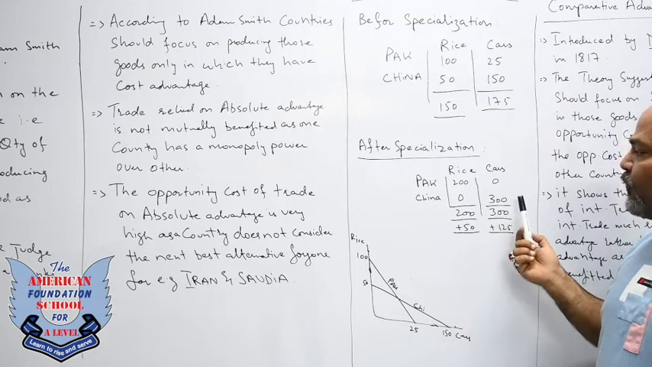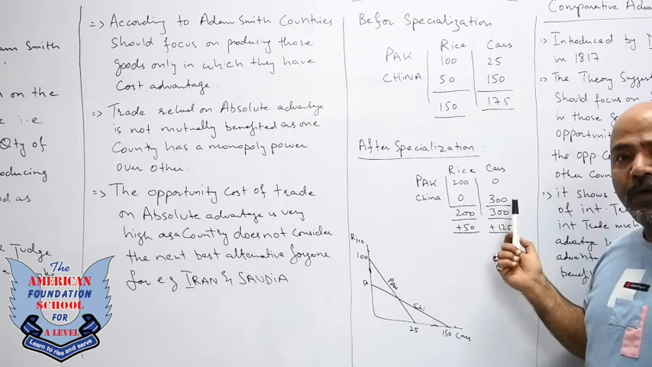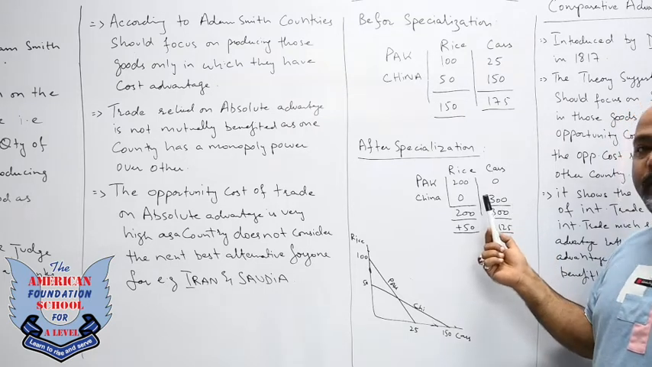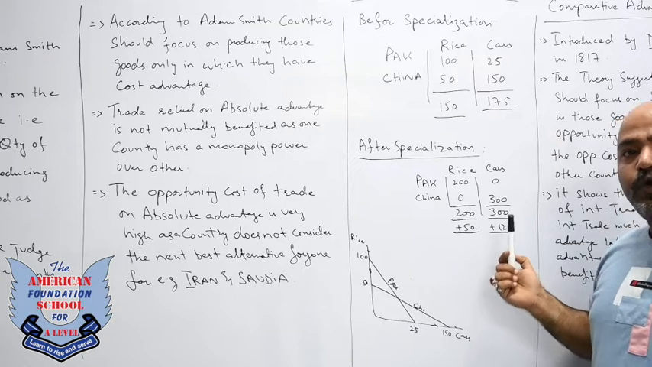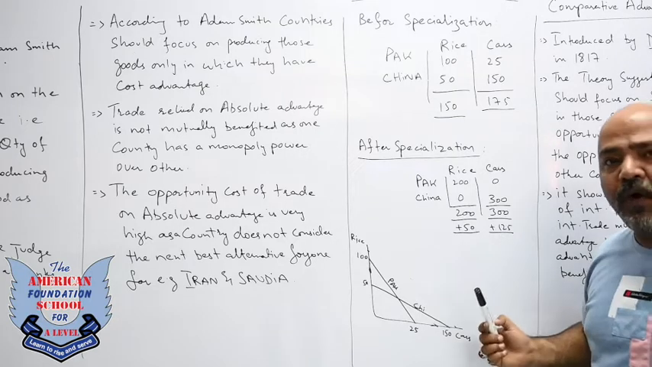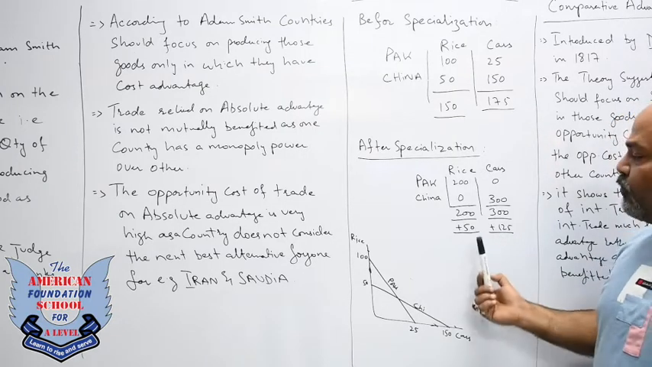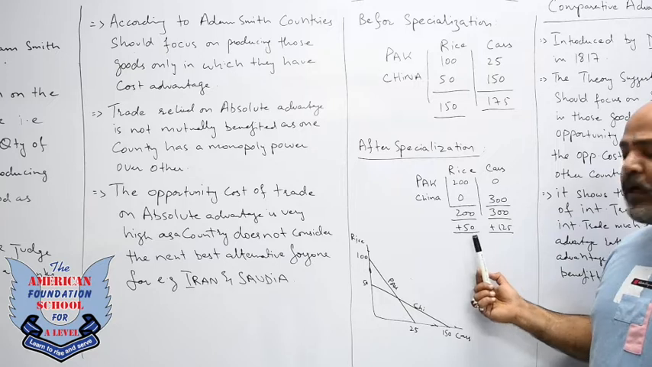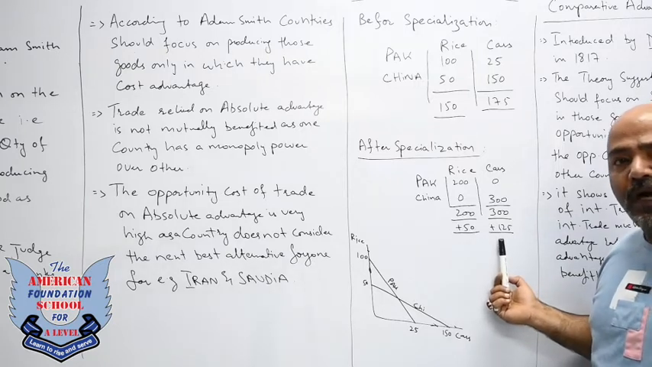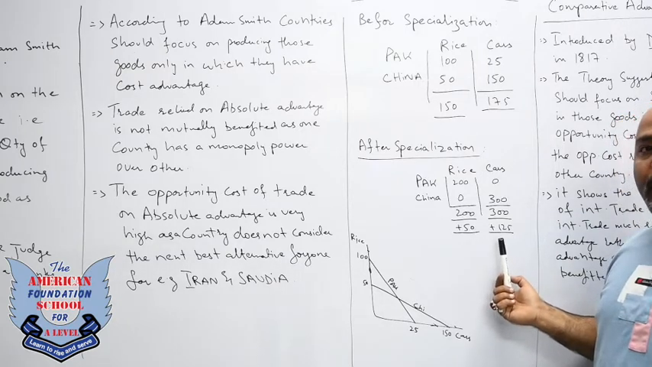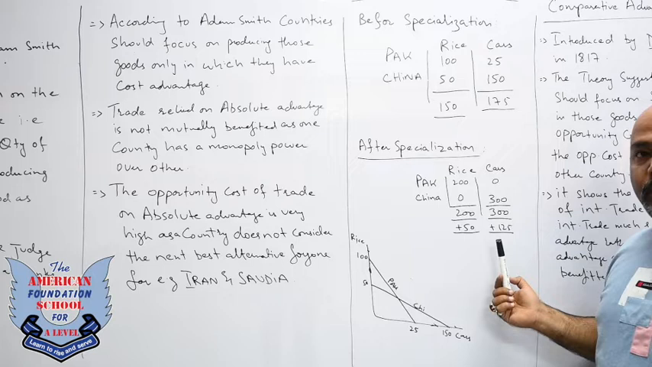The output of cars has also doubled, which shows that specialization is giving benefits to both of the countries, as the world now will gain more units of rice and more units of cars. That's how we can analyze absolute advantage.